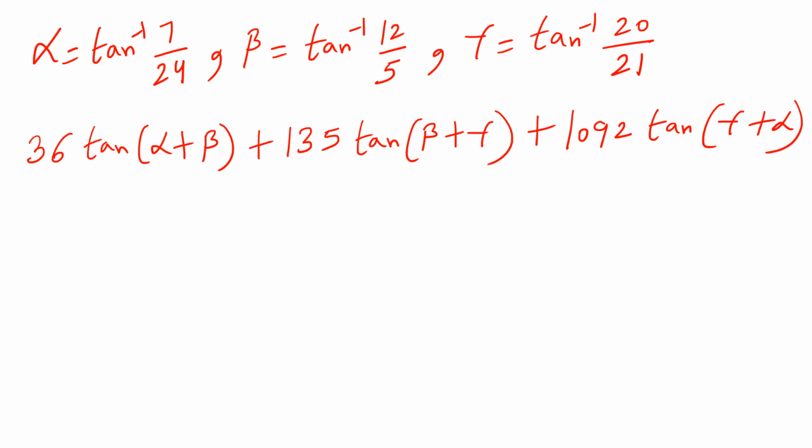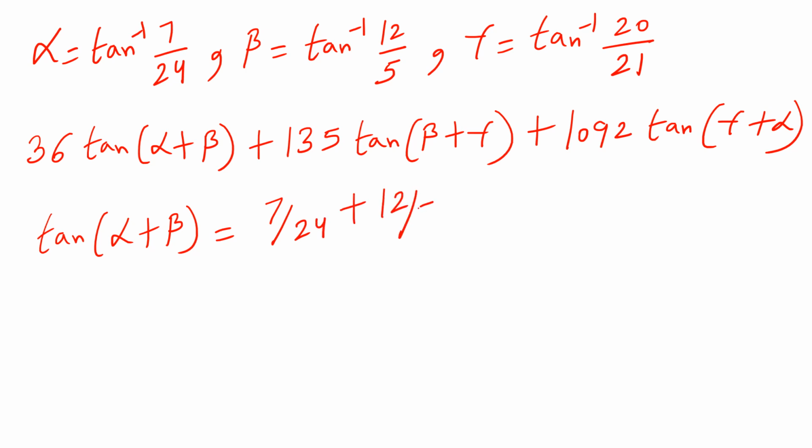Now students, we have to simply apply the formula of tan a plus b. So I can easily find the value of tan alpha plus beta as tan alpha plus tan beta divided upon 1 minus tan alpha into tan beta. So just put the values of tan alpha and tan beta. You will get 7 upon 24 plus 12 upon 5 whole divided upon 1 minus 7 upon 24 into 12 upon 5. So just do the calculations.